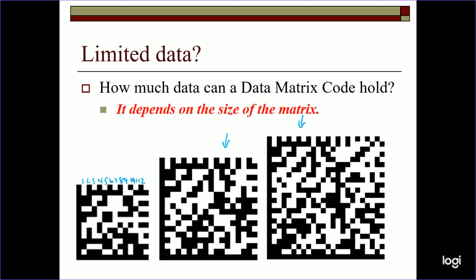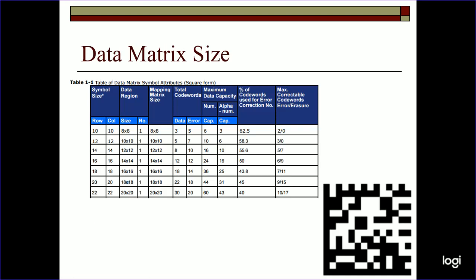It depends on the size of the matrix as far as how much code it can hold. So in a 12 by 12 row and column, you can see the types of data we can get, what the data region is. 12 by 12, we end up with a 10 by 10. 14 by 14 is actually what we've been doing, which is really 12 by 12 worth of data. And you get 8 bytes of data out of the 14 by 14, which is what we just did. We went after the 8 bytes of data.